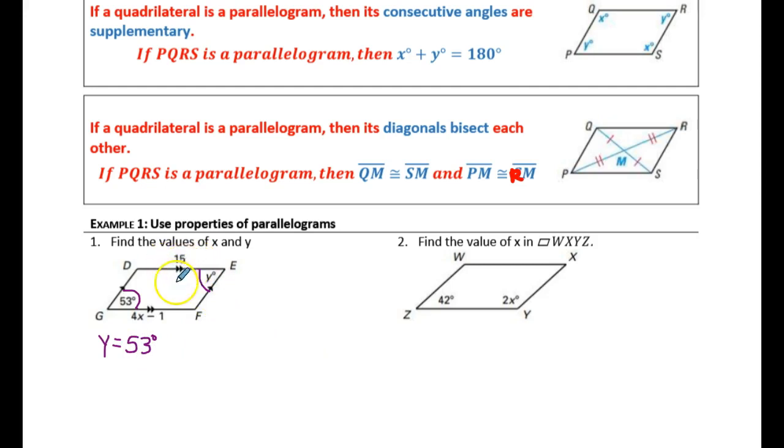Now, the other thing I know about parallelograms is that opposite sides are congruent. So that means that 4x minus 1 equals 15. So 4x is 16 and x is 4.